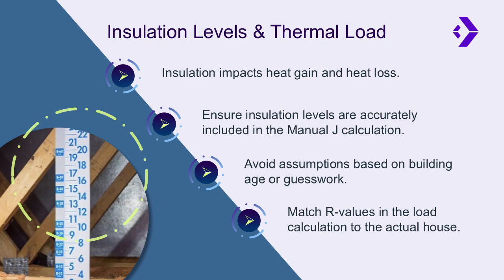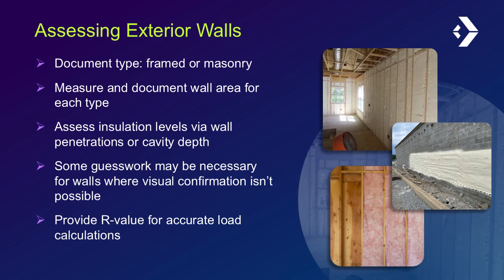Most heat loss in a home is through the insulation, but it's a straightforward effort to get the home's insulation levels into the Manual J calculation. The key is not to make assumptions based on building vintage or guesswork. Make sure that the R values we put into the load calculation match the house. Let's start with exterior walls.